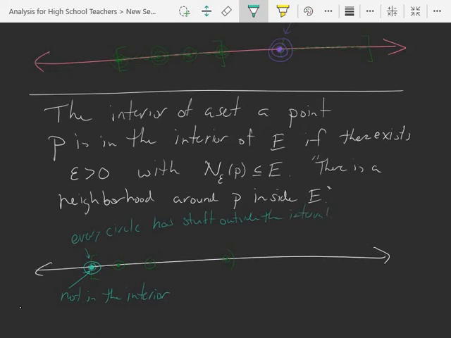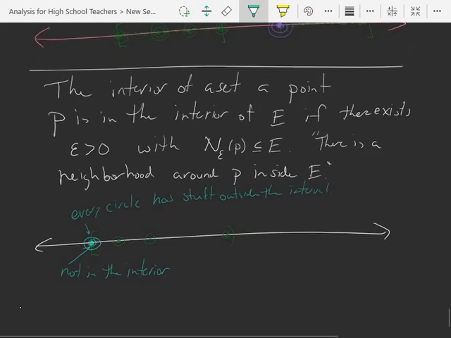Right. To be in the interior, I just need to find one circle that's completely inside there. To show that that's not true, you have to show that every circle does not stay inside the interval. Okay, so that's interior.